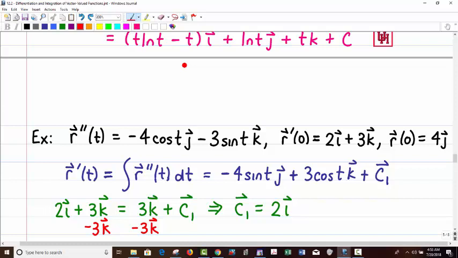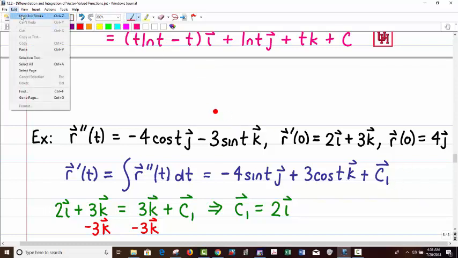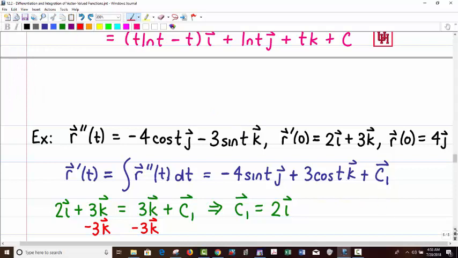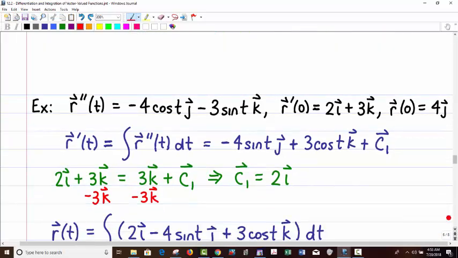And that's what's going to happen here, except this one, we're going to have to integrate twice because we're starting with a second derivative. But we're given two conditions here, that r prime of 0 would equal 2i plus 3k, and then r of 0 would be 4j. So r prime of t that we need will be the antiderivative of r double prime of t. That makes sense.